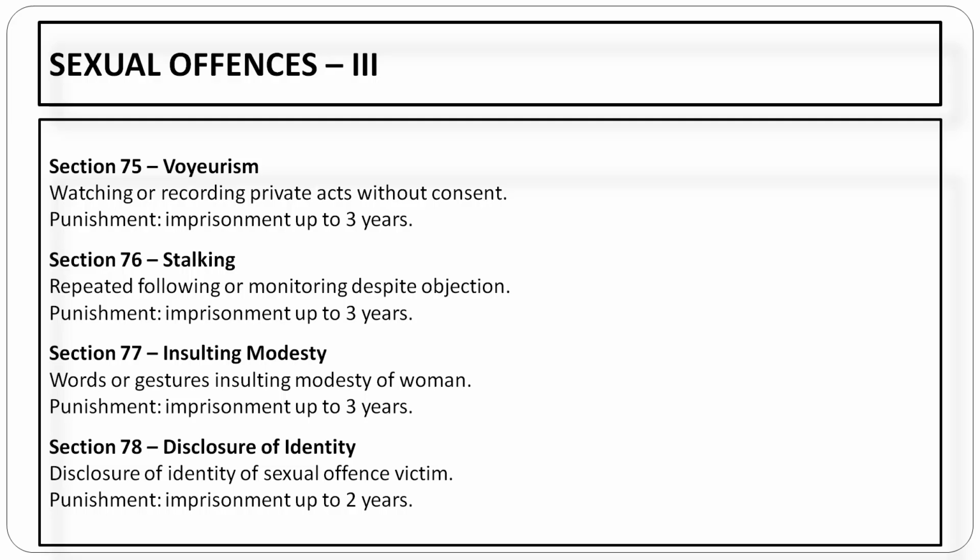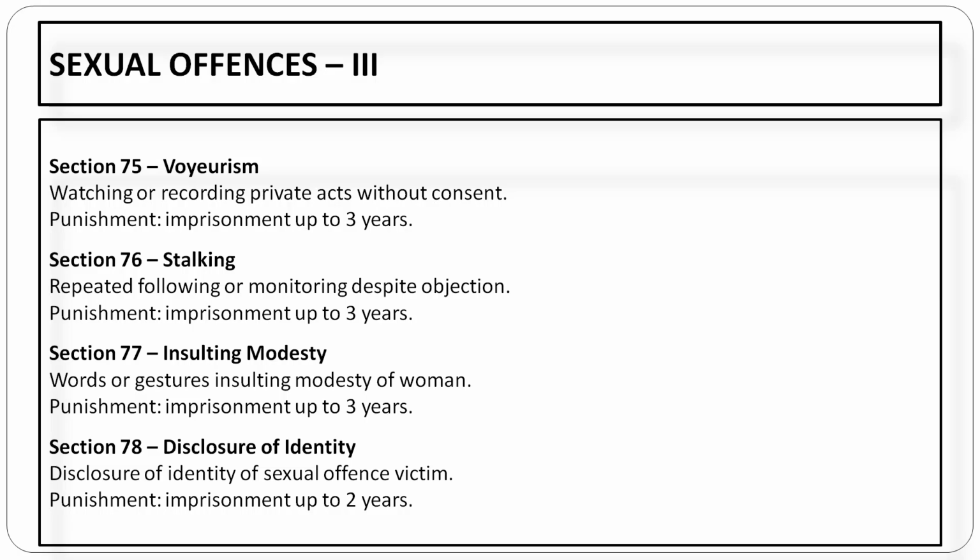The next one is section 75, voyeurism. It applies when a person watches, records, or captures private acts of a woman without her consent. These acts may include private movements where privacy is expected. Sharing such images or videos also falls under this offense. Consent is the key factor here. The law strongly protects personal privacy. The punishment can be imprisonment up to 3 years.